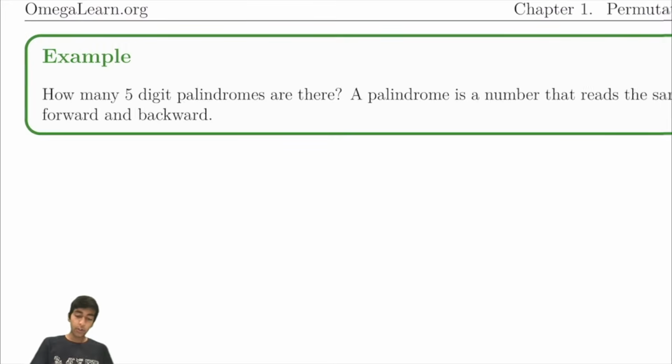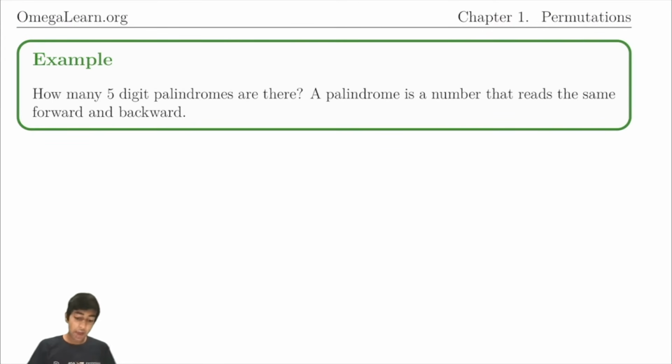Let's try another cool example, permutation. How many 5-digit palindromes are there? So a palindrome is a number that reads the same forward and backward. For example, 14741 is a palindrome, because if we read it from left to right, it's 14741. If we read it from right to left, it's 14741. The same. So that's a palindrome. But something like 13235 is not a palindrome, because 13235 is different from 53231.